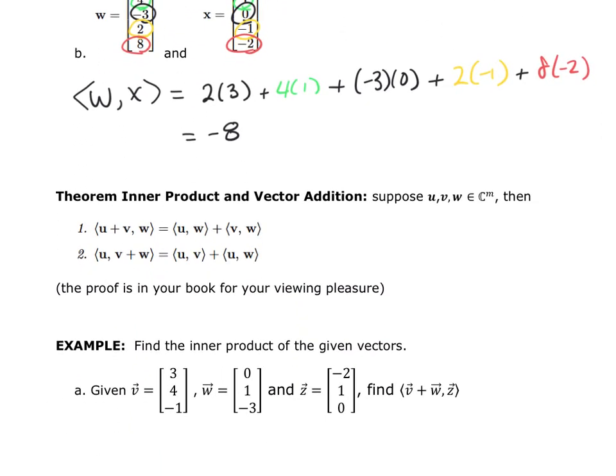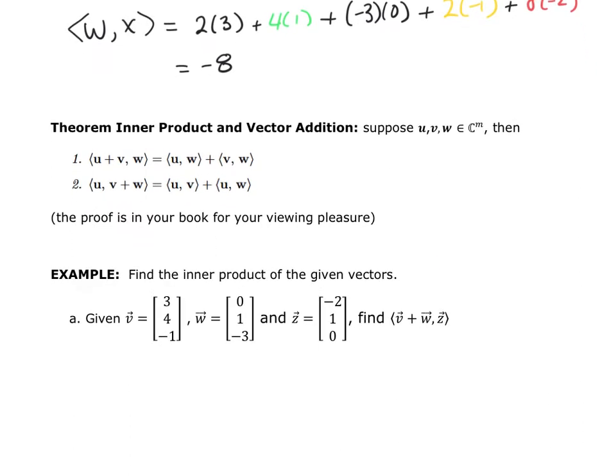When we are doing the inner product and vector addition, we know that we can do the inner product by first doing the vector addition and then doing the inner product of the result. Or I can do the inner product of the u and the w, and then the v and the w, and then add them together.